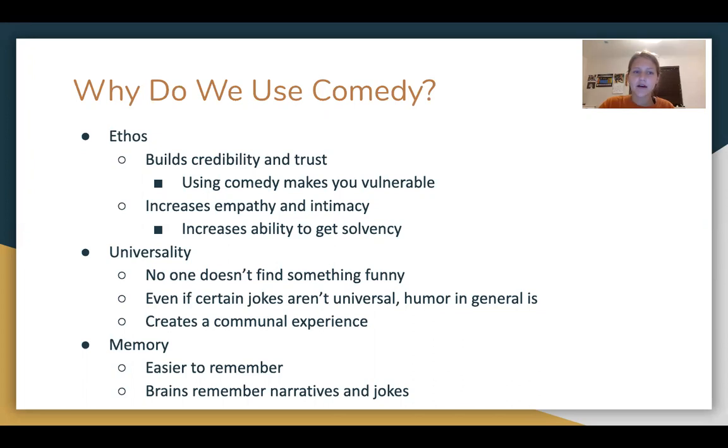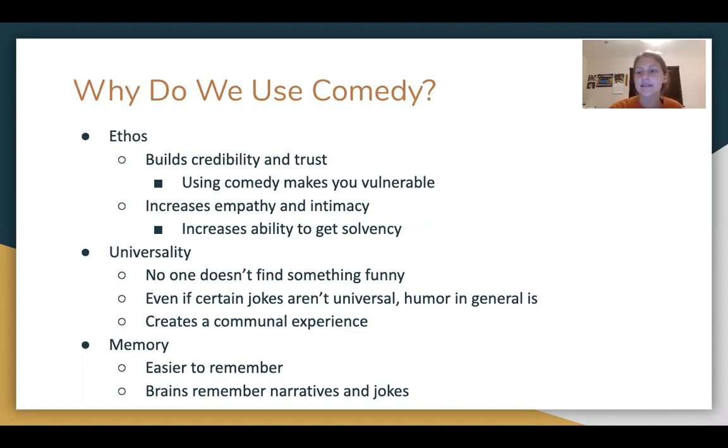We use it for the ethos. It builds credibility and trust with the speaker. Using comedy and telling jokes is inherently very vulnerable. So when you're vulnerable with your audience, it increases the empathy and intimacy with them. This is especially prevalent in oratory, but it increases your ability to get solvency. If they know that you're vulnerable and the audience trusts you, then they're going to be more engaged in what you're saying and feel more passionately about the problem that you're presenting.